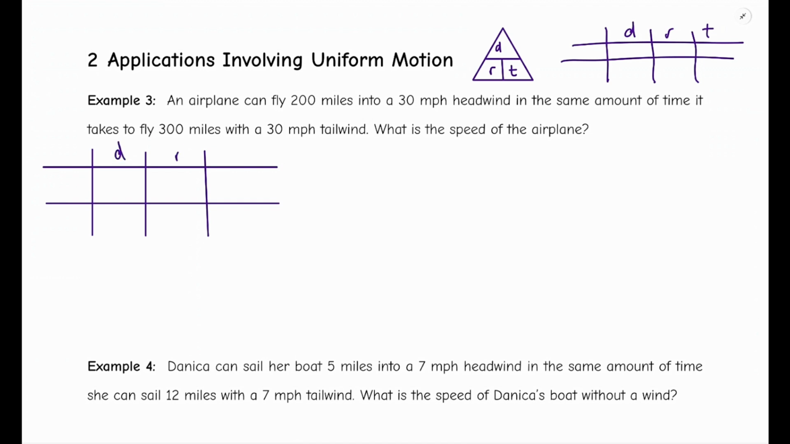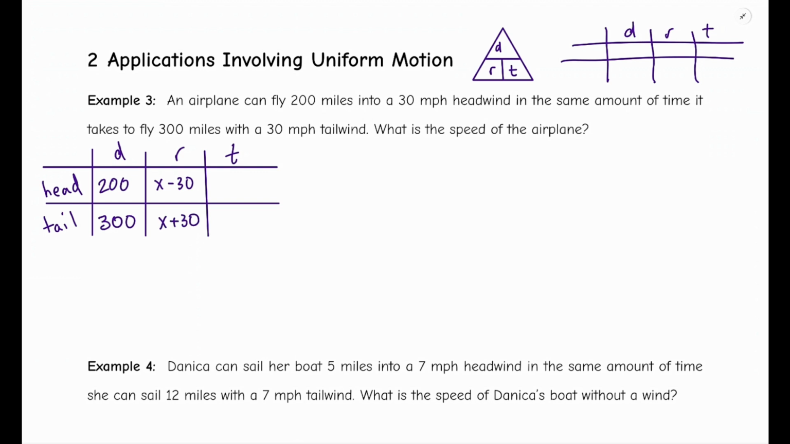So we have D, R, T, and then we're going into the headwind and tailwind. So we got 200 miles in the headwind, and then we got 300 miles in the tailwind. And what we're told is the wind is 30 miles per hour. So going in the headwind, that means it's against our speed, so it'll be x minus 30. And with the tailwind, that means it's boosting our speed, so it'd be x plus 30.